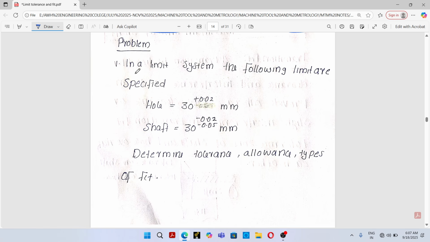So first problem, in a limit system, the following limits are specified. Hole: basic size 30, upper limit plus 0.02. Shaft: basic size 30, upper limit minus 0.02, lower limit minus 0.05. So we have to determine tolerance, allowance, and type of fit.